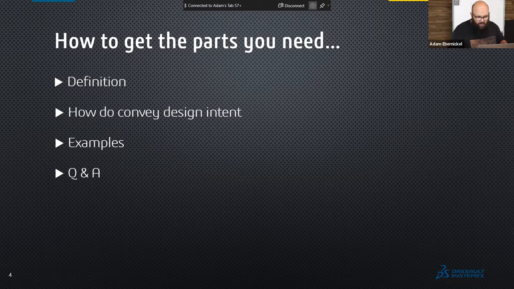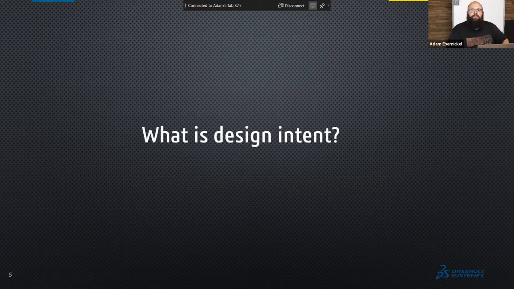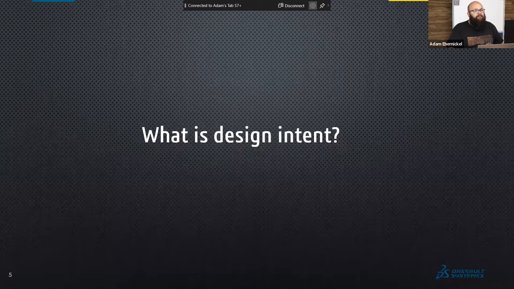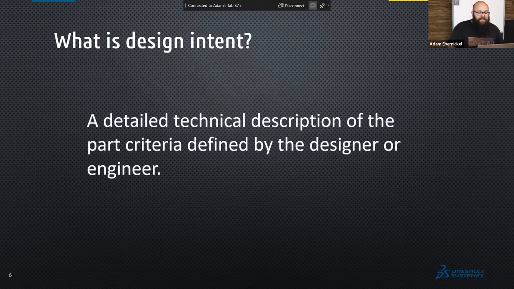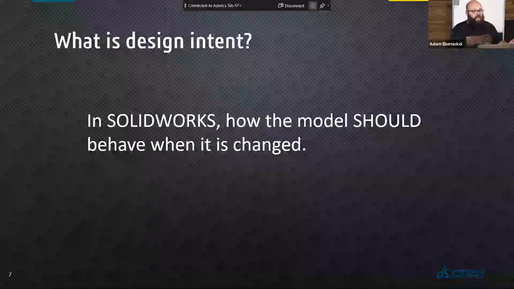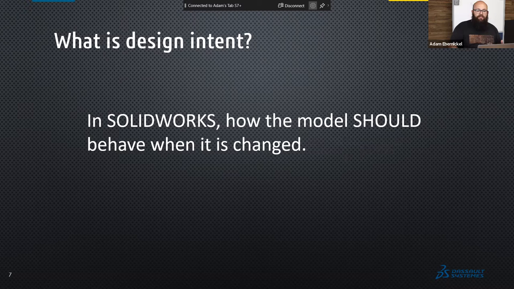All right. Can anybody tell me what design intent is? It could be layman's terms. It could be the professional term. I mean, it's what you want out of a product, right? It's getting what you design in your hand. The technical term is a detailed technical description of the part criteria defined by the designer engineer. So exactly what you intended is what comes out. Well, in SOLIDWORKS, we like to say it's how the model should change, how it should behave when it's changed. So basically, how do you set part files up? How do you set your models up, your assemblies? And how do you get the product you want by doing that?